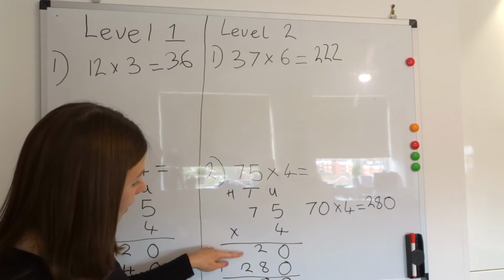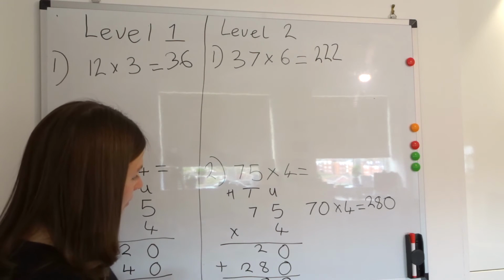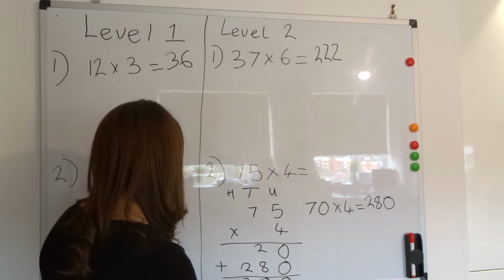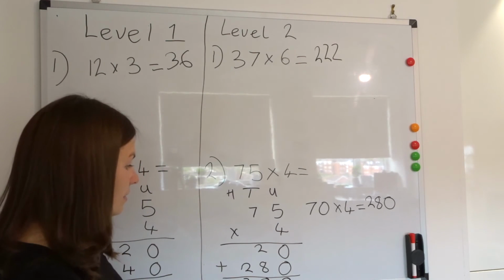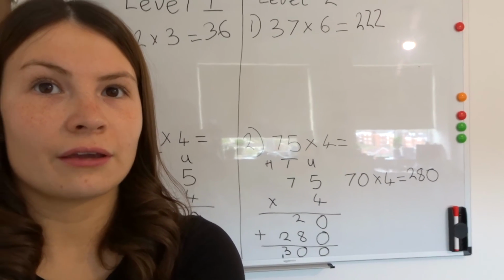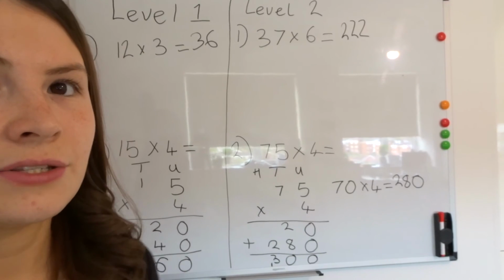So hundreds column, nothing, add 2 is 2. And then we've got this little guy down here, which makes it 3. So 300 is your answer. I'll just move that down for you. There you go. 300 is your answer.